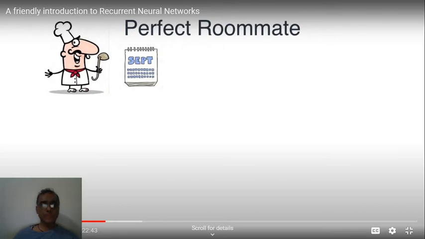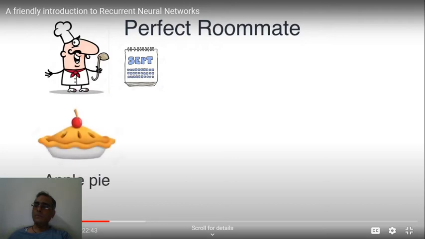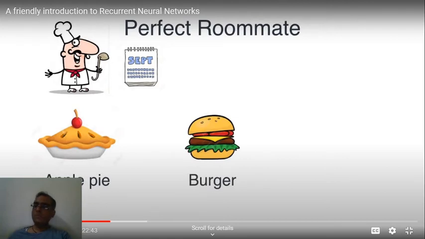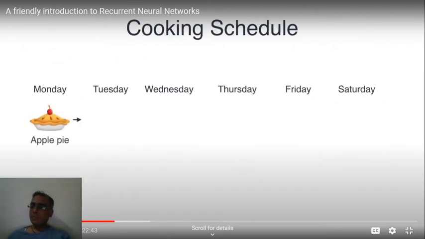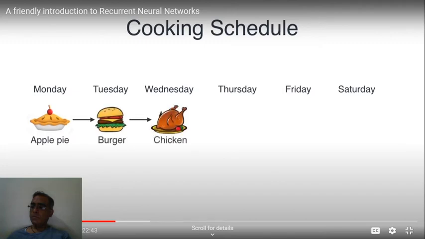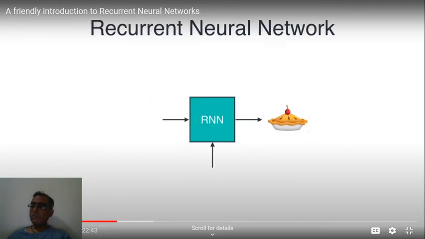Our perfect roommate still cooks every day, but now he doesn't base his cooking on the weather. He's actually very organized and very methodical, and he just cooks in sequence. So one day if he cooks an apple pie, then the next day he cooks a burger, and then the next day he cooks a chicken, and then the next day again apple pie, and then burger, and then chicken, and so on and so on. So we can always tell what he's going to cook based on what he cooked the day before. For example, if on Monday he cooks an apple pie, then on Tuesday he cooks a burger, and on Wednesday a chicken, then on Thursday an apple pie, then on Friday a burger, then on Saturday a chicken, and so on and so forth.